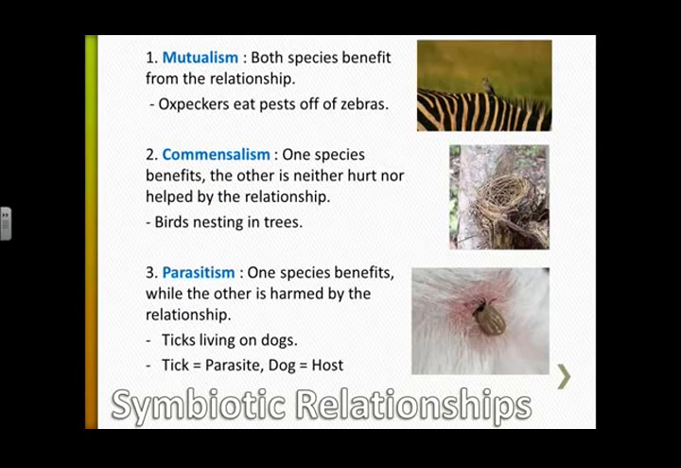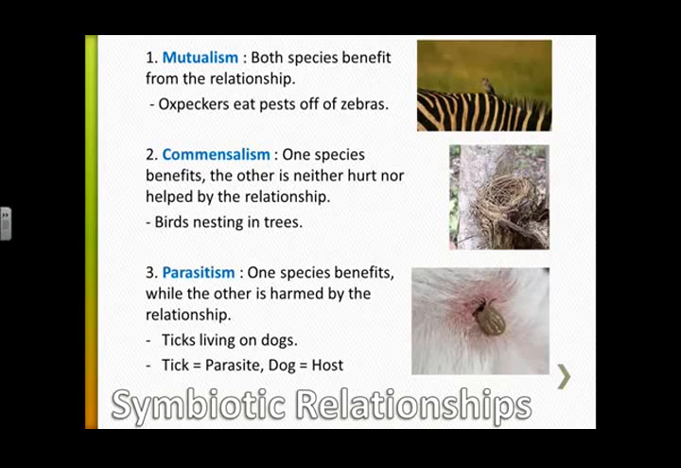Just to make sure you can see those definitions written out, mutualism, both species benefit from the relationship. An example of this is oxpeckers eat pests off zebras. So the zebras get fleas, ticks, all kinds of other bugs on them. The oxpeckers land on their back and eat those bugs off. The zebra is happy because its parasites are gone. The oxpecker is happy because it got a meal. Both of them have benefited.